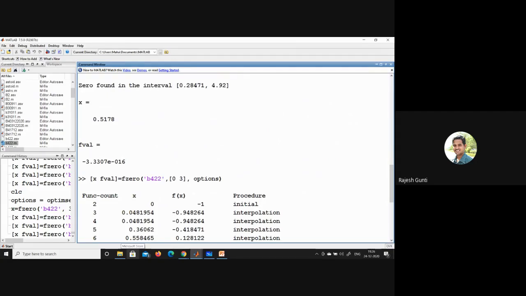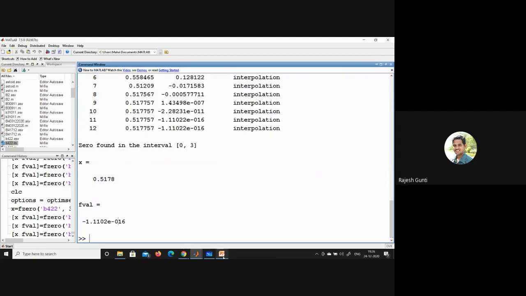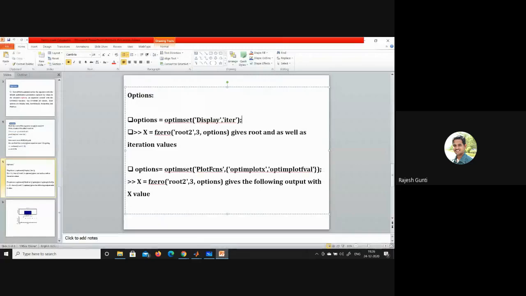Okay, these are the options. There is another set of options, so we can see those.